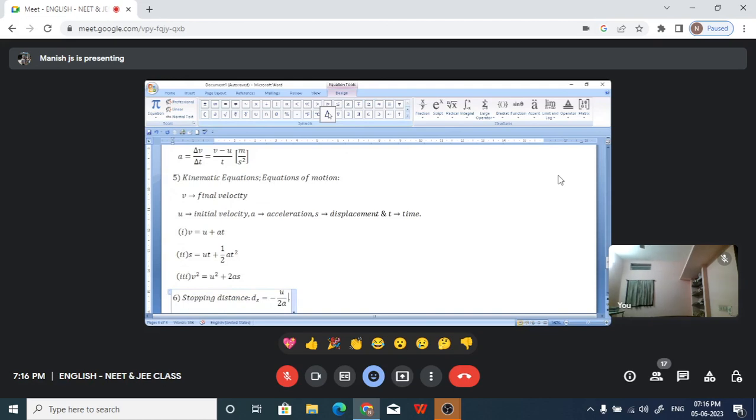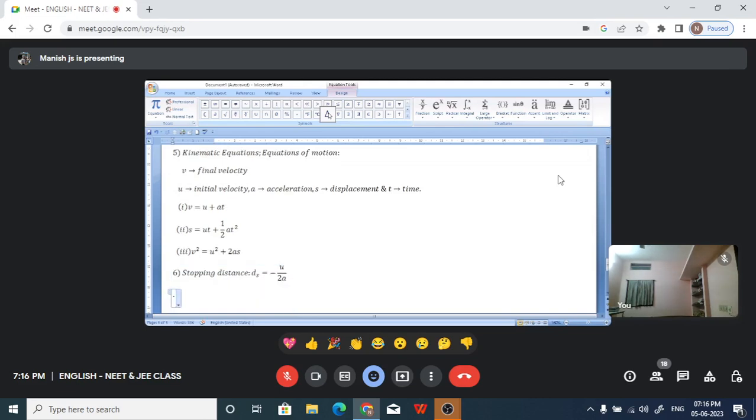Stopping distance is basically the distance a vehicle travels before it stops, when it is decelerating. If the body is going to travel an equal distance in equal intervals of time along a straight line, it's uniform, and we find out the distance at which the vehicle can stop. We can find that using this formula directly. This is called the stopping distance of a vehicle. So you need to just remember this formula for applying it directly. Otherwise, you can even derive it. It's not a big deal. But to save time, we will use this directly.